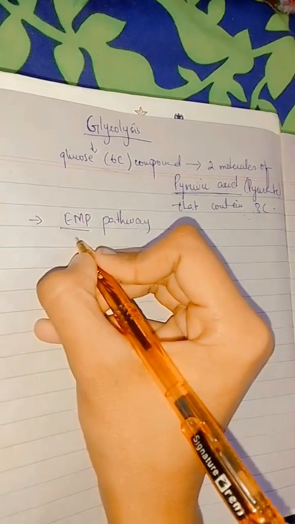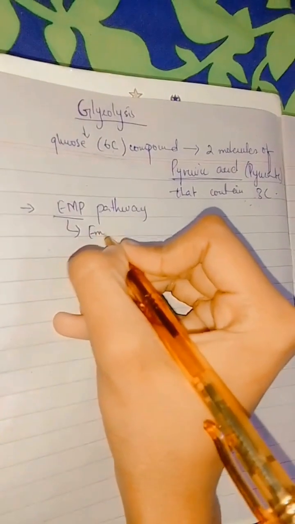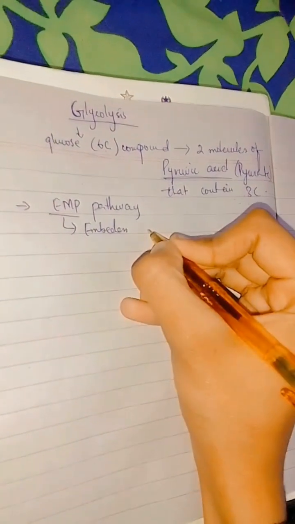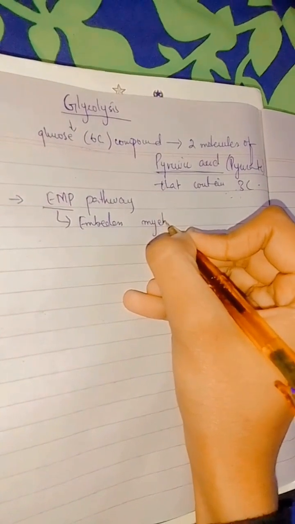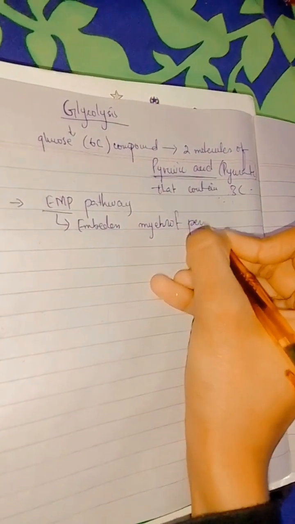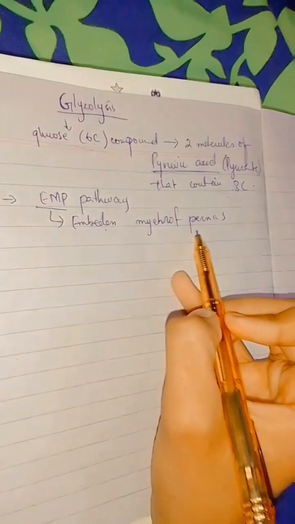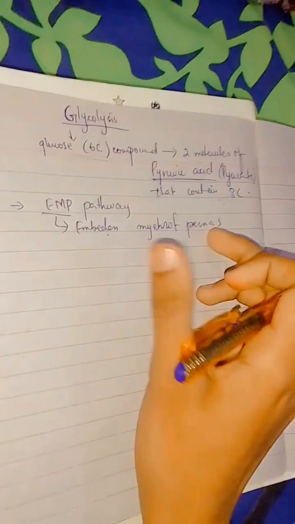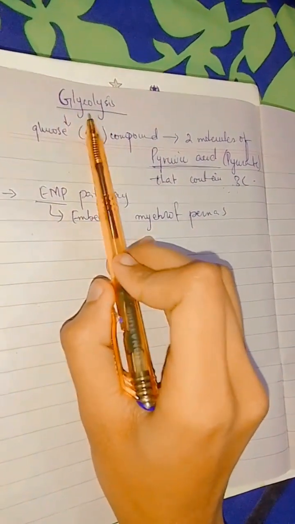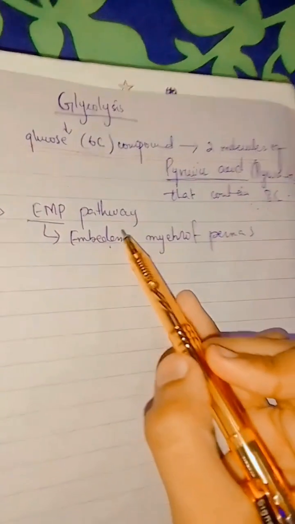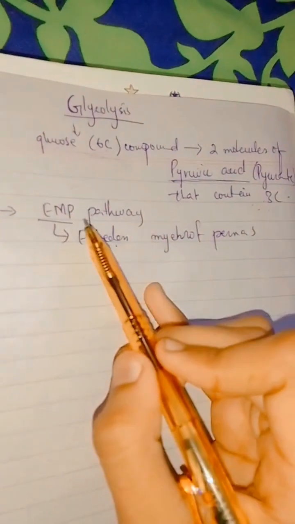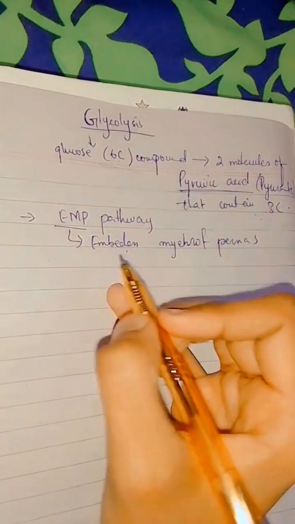Why is this known as EMP pathway and what is the full form of it? EMP full form is Embden Meyerhof Parnas. These three were the scientists' names. These three were the scientists who worked on this process, that is the glycolysis process. So they named this process as EMP pathway, that is Embden Meyerhof Parnas pathway.